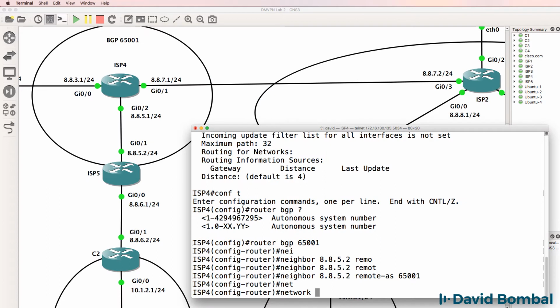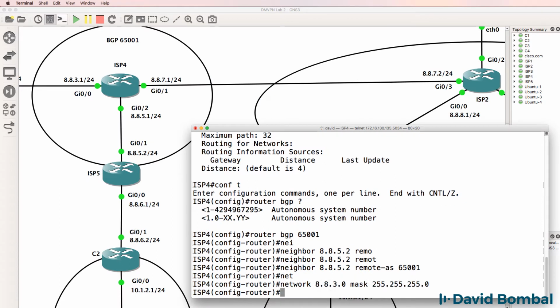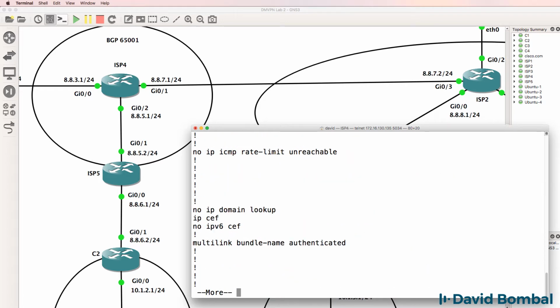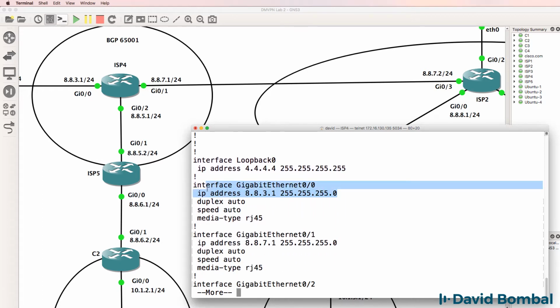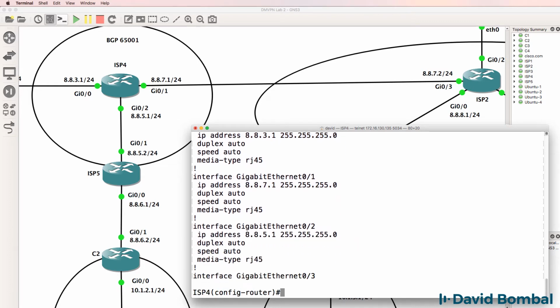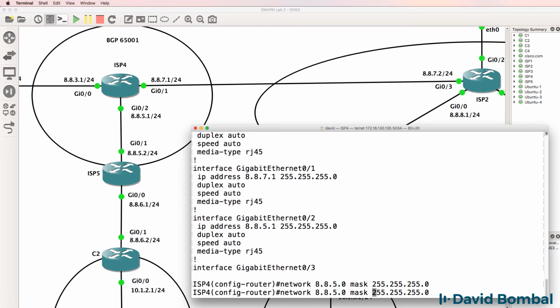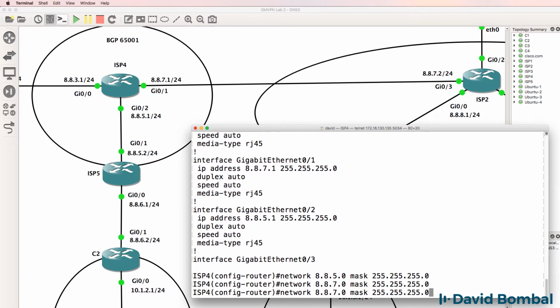The networks that I'm going to advertise are 88.30 with the relevant mask. You could look at the interfaces or the IP routing table to see the IP addresses and subnet masks used on various interfaces on the router. So first network, second network, third network, and the loopback.